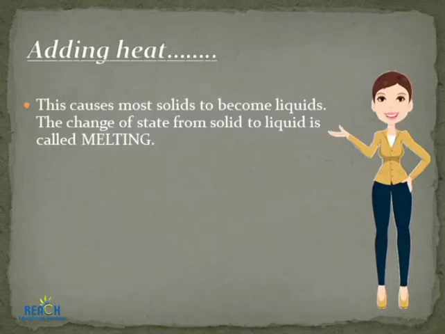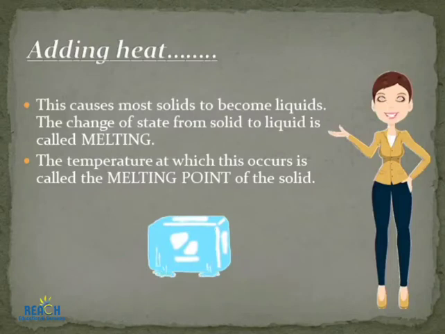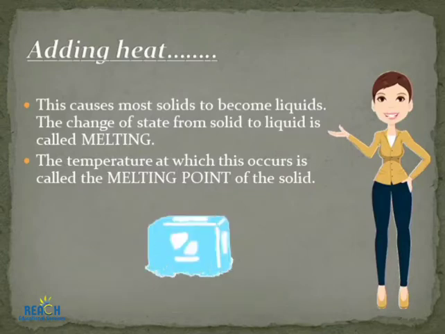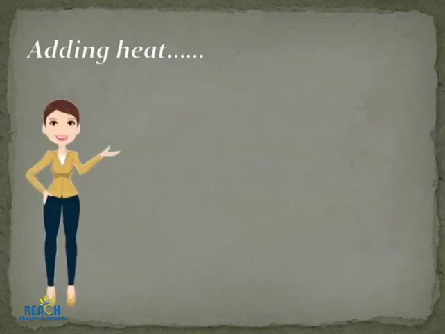The change of state from solid to liquid is called melting. The specific temperature at which melting occurs is called the melting point of that solid. So we've just seen what happens to a solid when we add heat energy to it. What do you think is going to happen to a liquid if we continue to heat it?